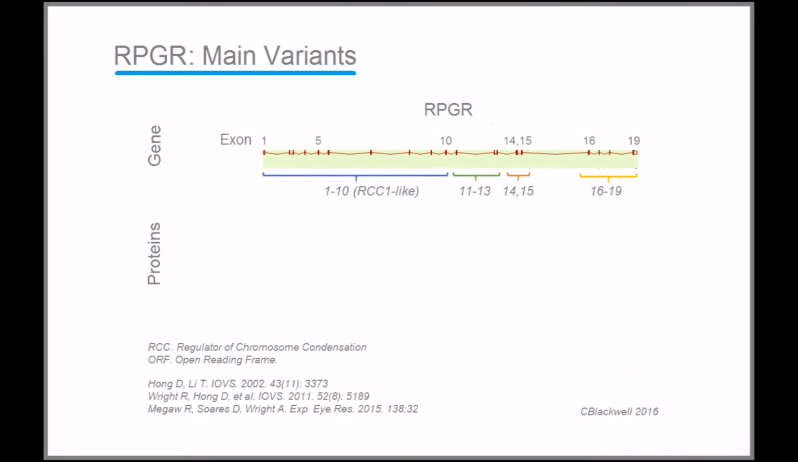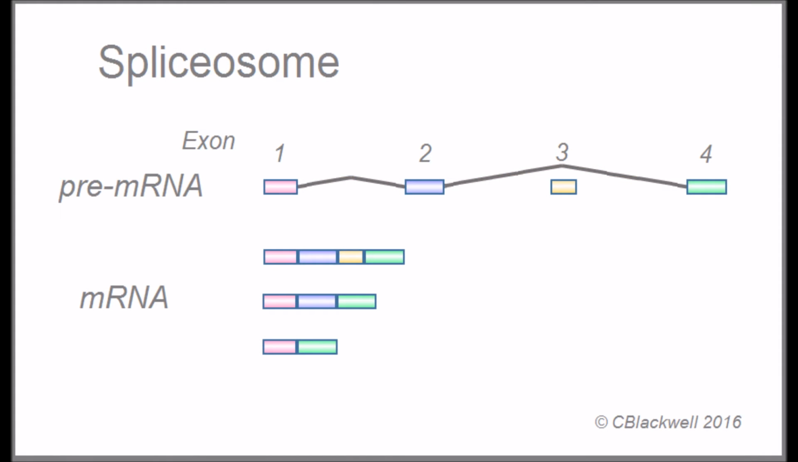Here is the gene map, showing the location of all 19 RPGR exons. This is to remind you that the spliceosome takes the pre-mRNA exons and can alternatively splice them into multiple combinations. If that sounded surprising when we mentioned it before, we are now at a real-life example.